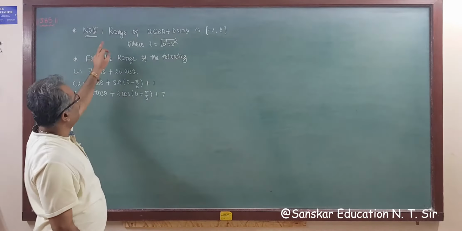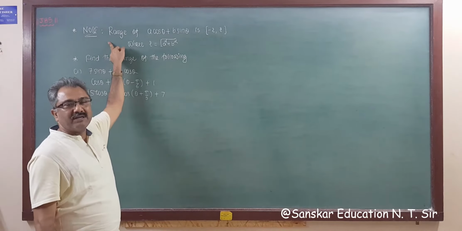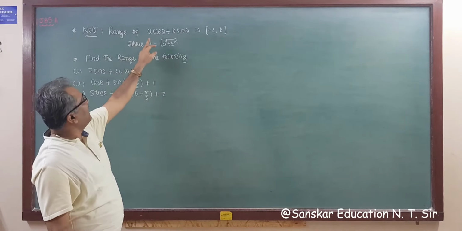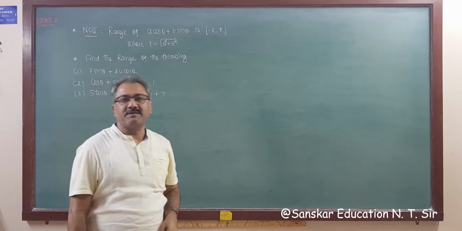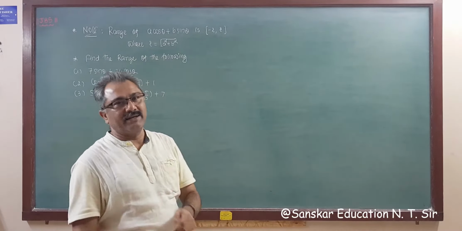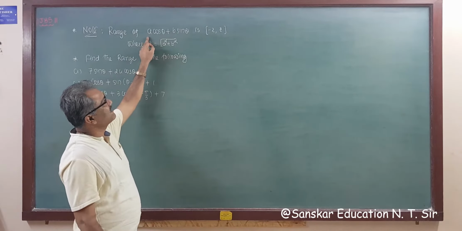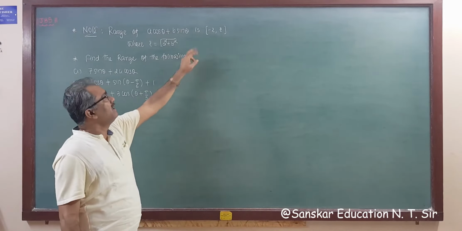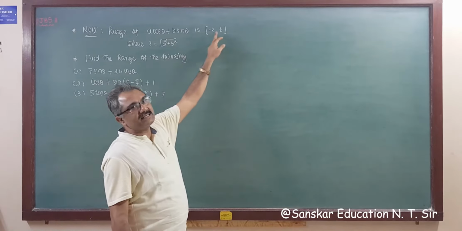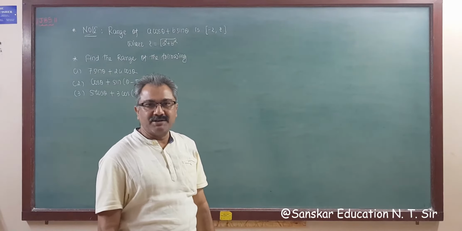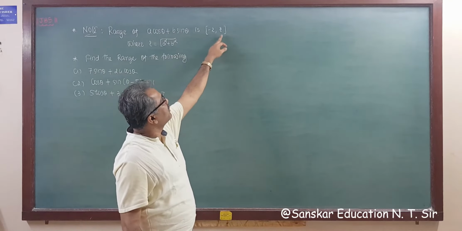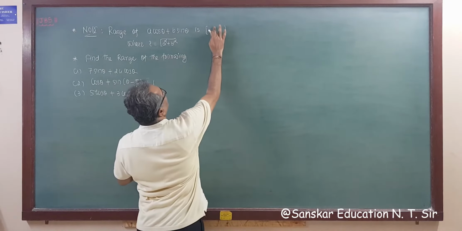Now another formula: the range of trigonometric functions, that is a cos theta plus b sin theta. So if it is given in the form of a cos theta plus b sin theta, where cos theta's coefficient is a and sin theta's coefficient is b, the range of this function is the closed interval minus r to plus r. You learn closed intervals in set theory. So closed interval minus r to plus r, this is r, right?